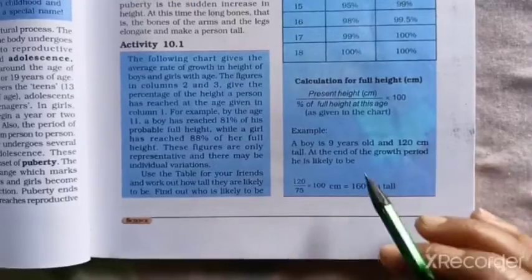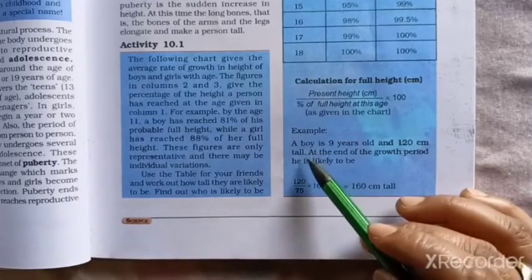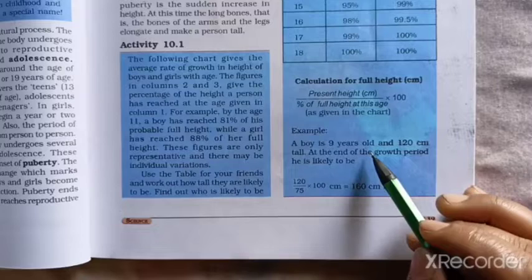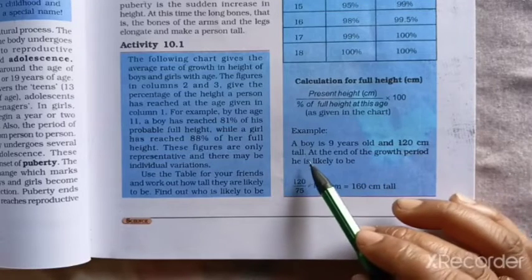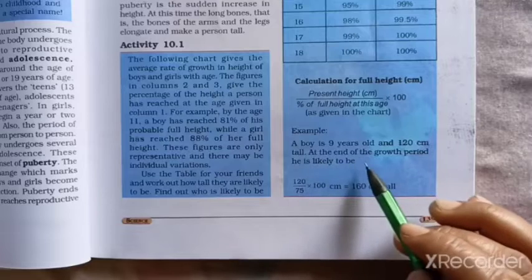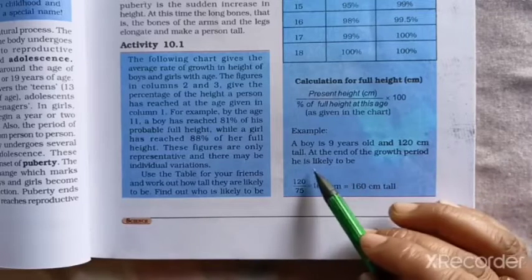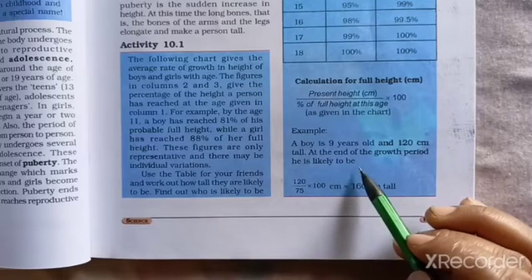One example is given here. A boy is 9 years old and 120 centimeters tall. At the end of the growth period, he is likely to be how tall?